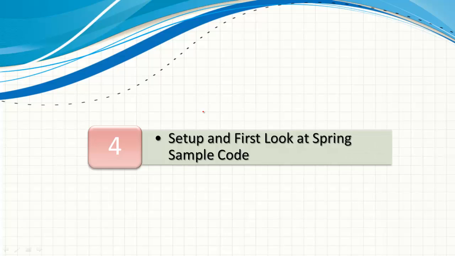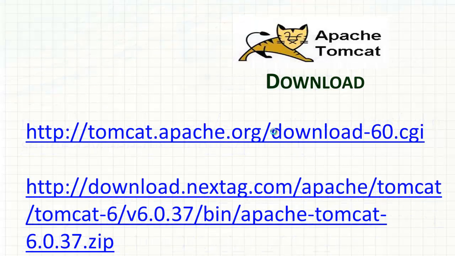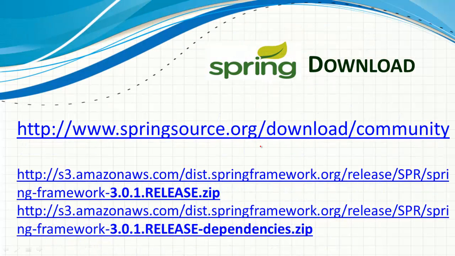And then we did a quick setup. We saw how to download Eclipse, and I provided the URL needed for the Juno version of Eclipse, because that's what I'm using. You can choose any other version. Then we saw the URL for Tomcat as well. If you want, instead of the Eclipse plus Tomcat combination, you can use STS plus VMware, which is built on Tomcat itself.